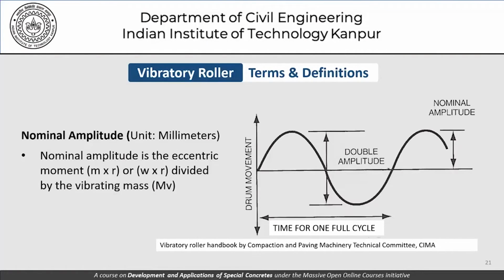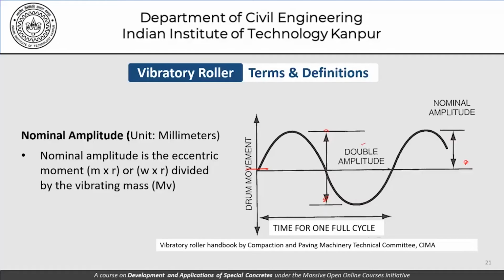As far as the nominal amplitude is concerned, we can see here the drum movement. That's what we saw last time. The drum movement could be positive or negative with respect to a certain datum. And this is the double amplitude that we are talking about, and half of that is the nominal amplitude. Of course, whether the double amplitude is twice the nominal amplitude, or the nominal amplitude is half the double amplitude, is a matter of nomenclature. But yes, the double amplitude is twice the nominal amplitude, as we've talked about.